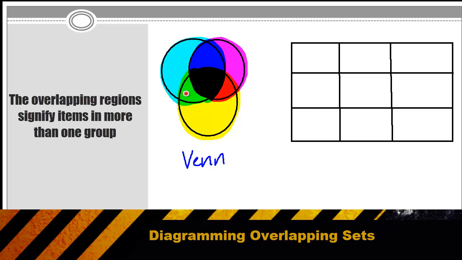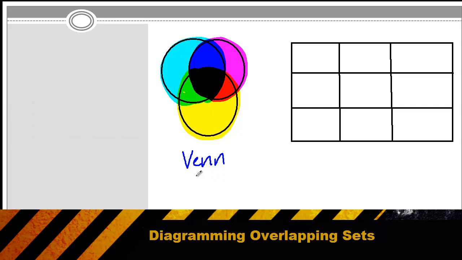In the dark blue and the green and the red regions, that's where you put the number of people who are in both of the circles. And in the black region in the middle, that's where you put the number of people or items that are in all three groups. Generally speaking, you'll use a Venn diagram when you have 3 or more groups.